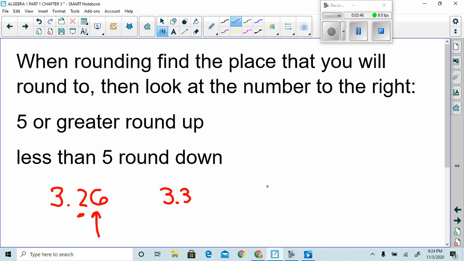If I had 42 and 621 thousandths, and I want to round to the nearest hundredth, I look to the right. If it's less than 5, it's going to round down, and I'm going to have 42 and 62 hundredths. I don't put a 0 there, okay? Leave it just like that.